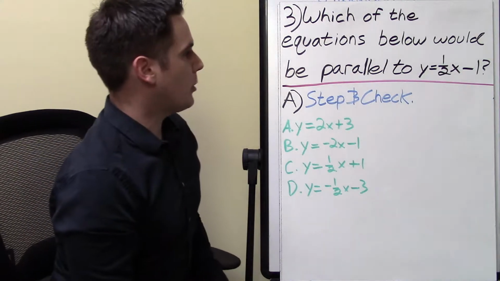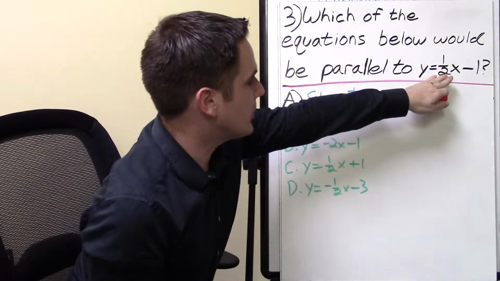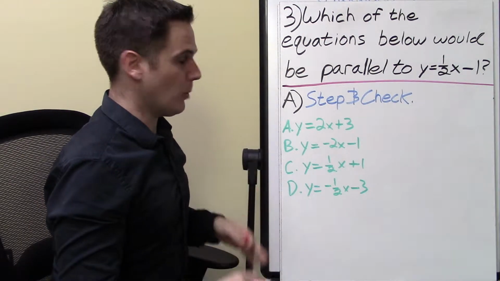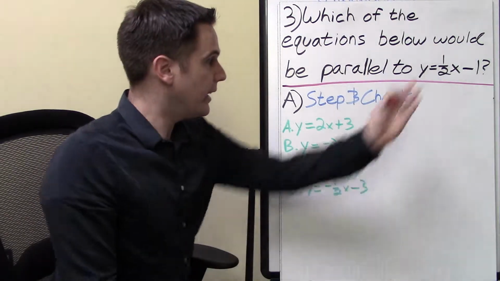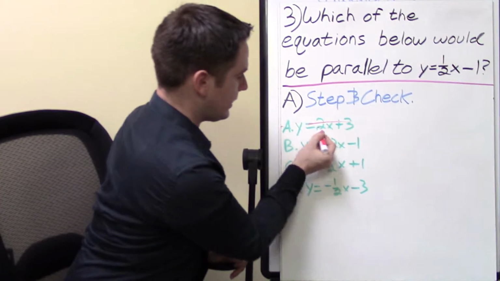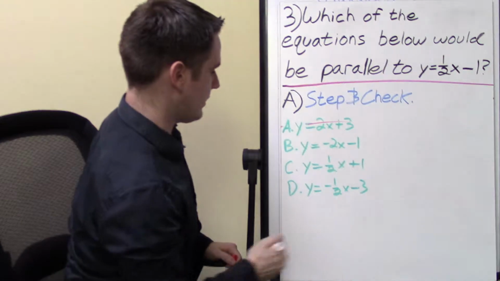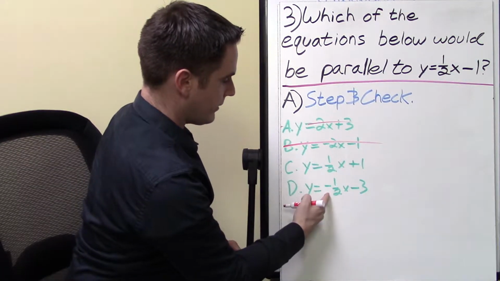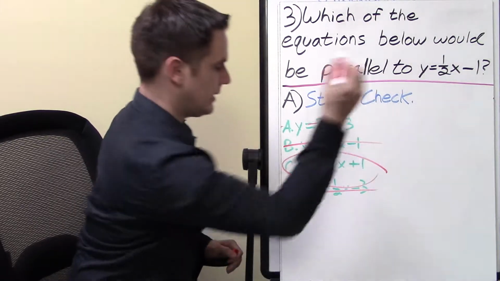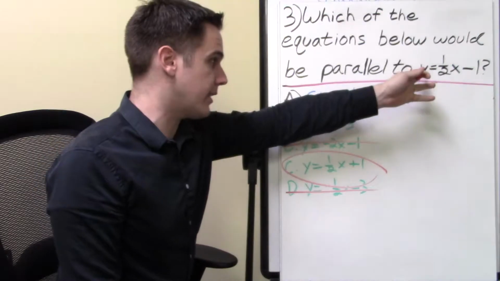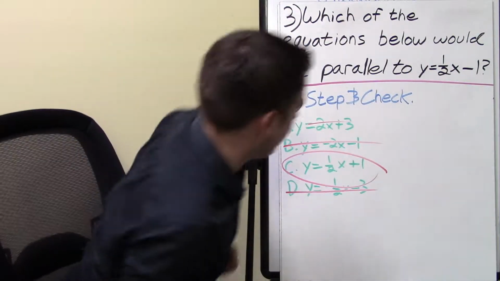Number 3. Which of the equations below would be parallel to y equals 1/2 x minus 1? Parallel lines have the same slope, as long as you've already solved for y, which they've done for us. So we can eliminate this one because the slope is 2. Slope needs to be positive 1/2. C is right. So easy. I'm not even really doing any math as long as the y has been solved for me. Alright, next problem.